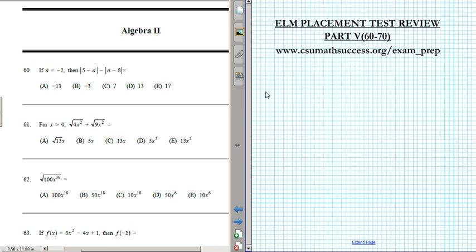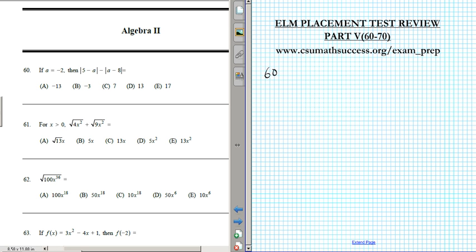Remember that this document is accessible on www.csu.mathsuccess.org/exam_prep. So this document I have right here, you can access it on this site. And all the answers are there too. Okay? So let's go ahead and start from number 60. We're going to be focusing on the Algebra II section to get you ready for the ELM test.